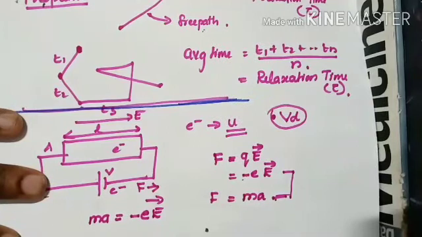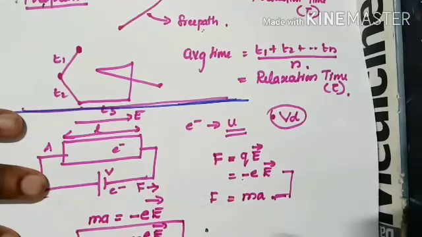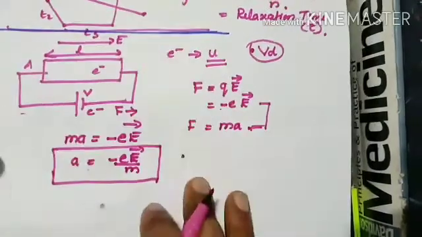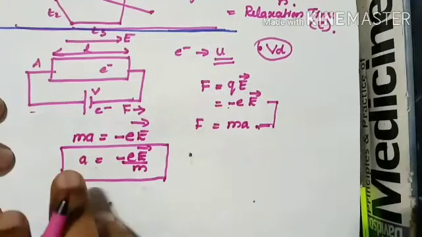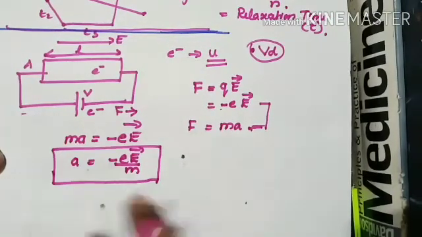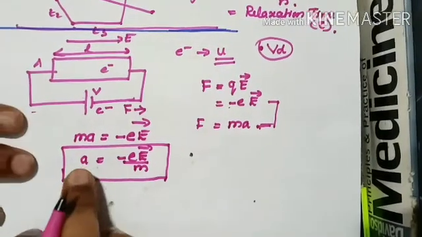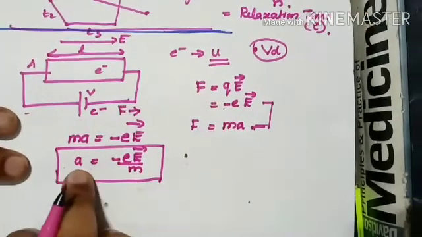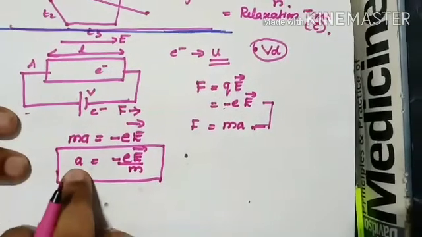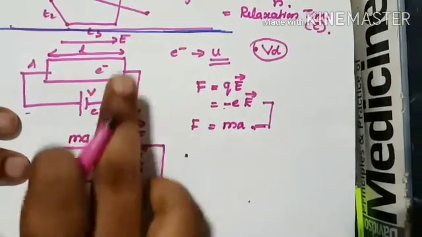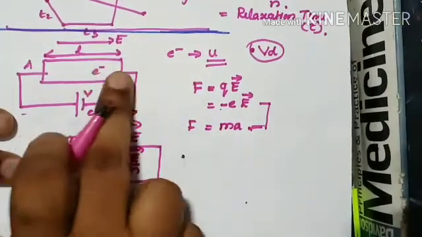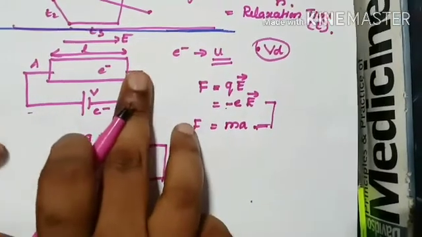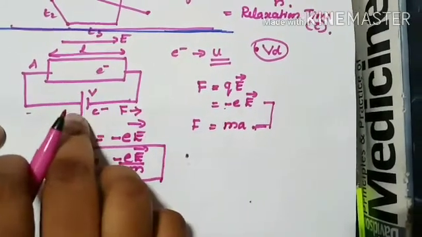So I can write A is equal to minus eE divided by m. Make it as one expression, we require it for later on. This gives the acceleration provided by the supply to the electrons. What is A? A is acceleration. So A represents the electric acceleration, the acceleration provided by the supply to the electrons to move from one terminal of the conductor towards the positive terminal of the supply.